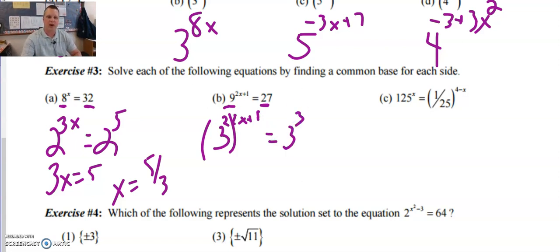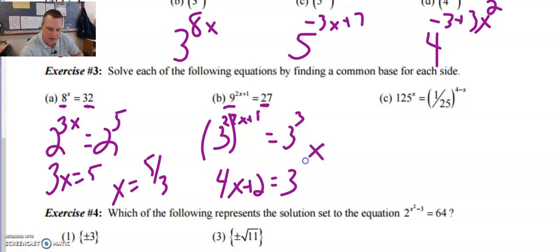Okay, so we have a power to a power. That's a 2 right there. Okay, so we have 4x plus 2 equals 3. And that is our equation to solve. Bring the 2 over. So subtract 2 from both sides, and then divide by 4, and x equals 1/4.